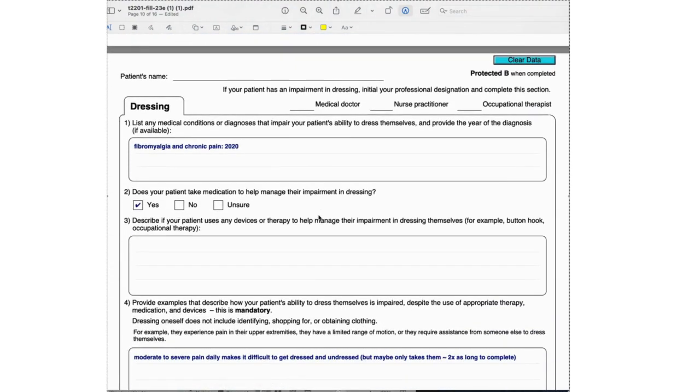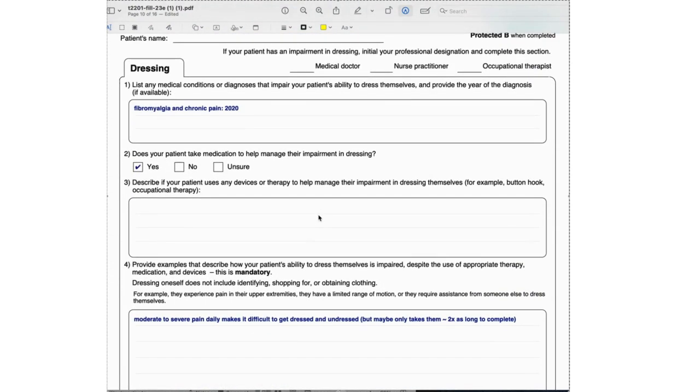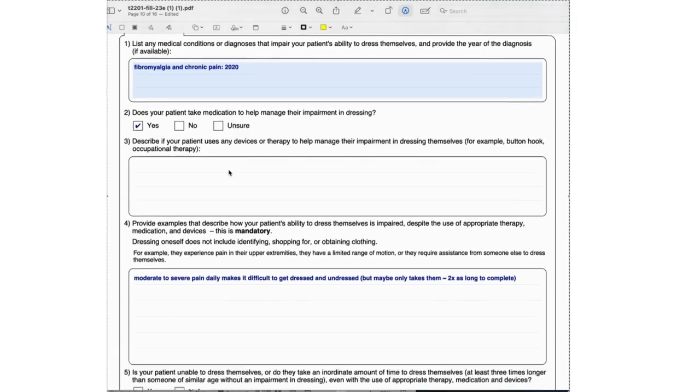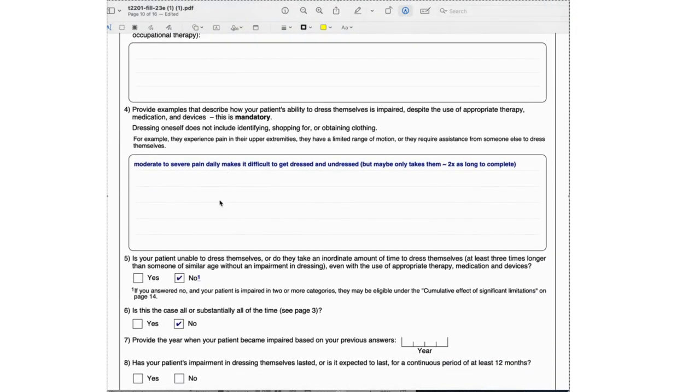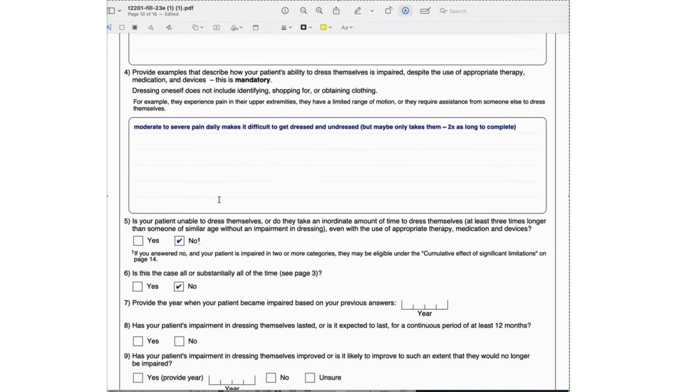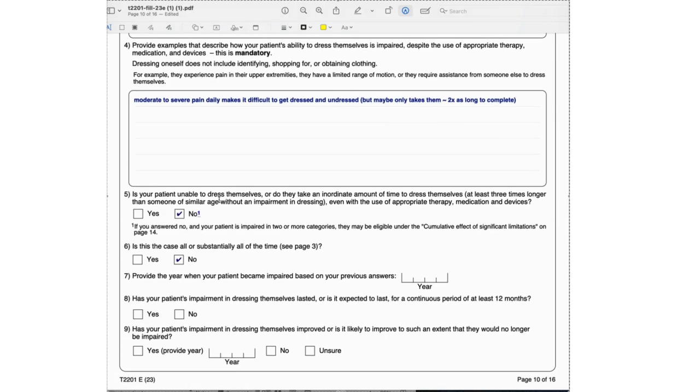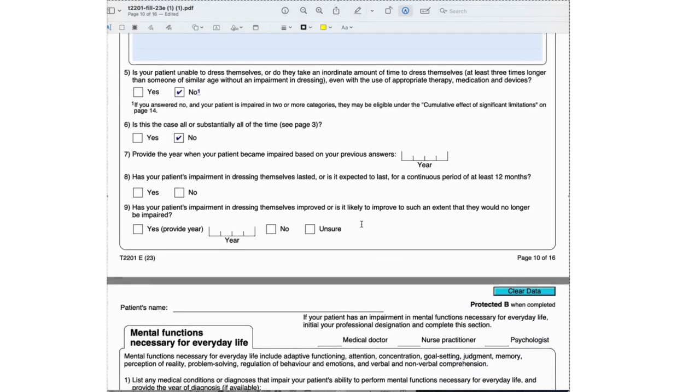But I scroll down and they do in fact also have a dressing impairment. And that's linked with the fibromyalgia and chronic pain disorder diagnosed around 2020. So let's say they do take medication, et cetera. An example I put here is, let's say they do have moderate to severe pain, which really makes it difficult to get dressed and undressed. Maybe sometimes they require help from people. But let's say it's, again, not a marked restriction because it really takes them maybe twice as long to complete these tasks. And it's not all of the time, right? It's not 90% or more. Maybe it's 2 or 3 days a week, for example, because it goes in flares.